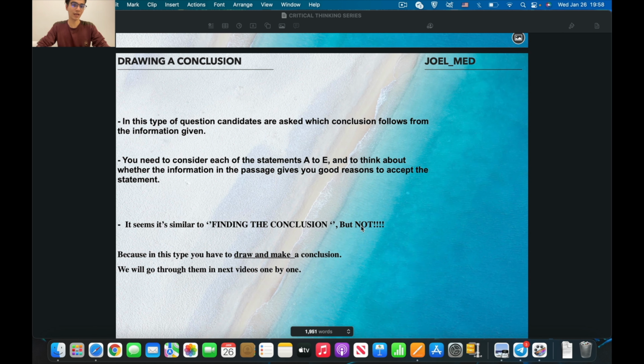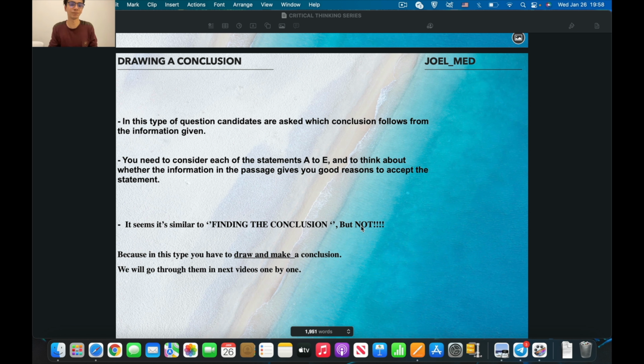Another type of question is drawing a conclusion. It may seem similar to finding a conclusion, but it is not, because in drawing a conclusion you have to draw and make a conclusion. In finding and summarizing the main conclusion, you have to find and summarize the conclusion which is stated in the present passage. In drawing a conclusion, you have to make a conclusion yourself.